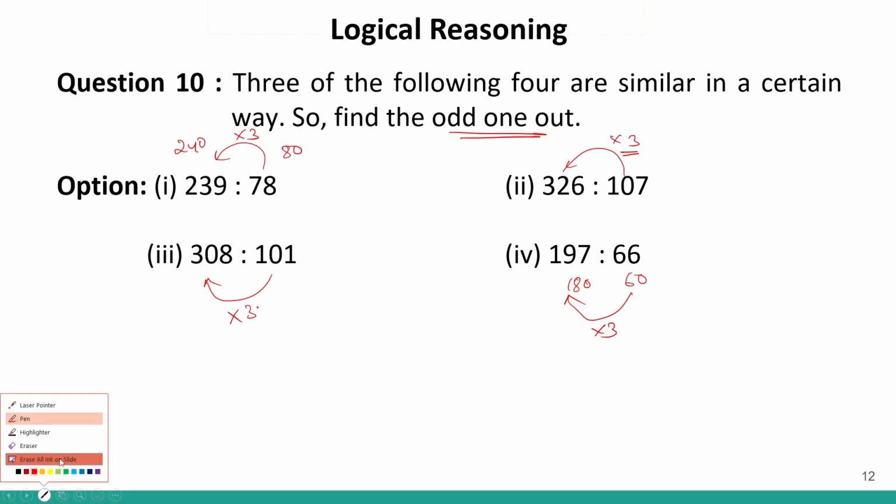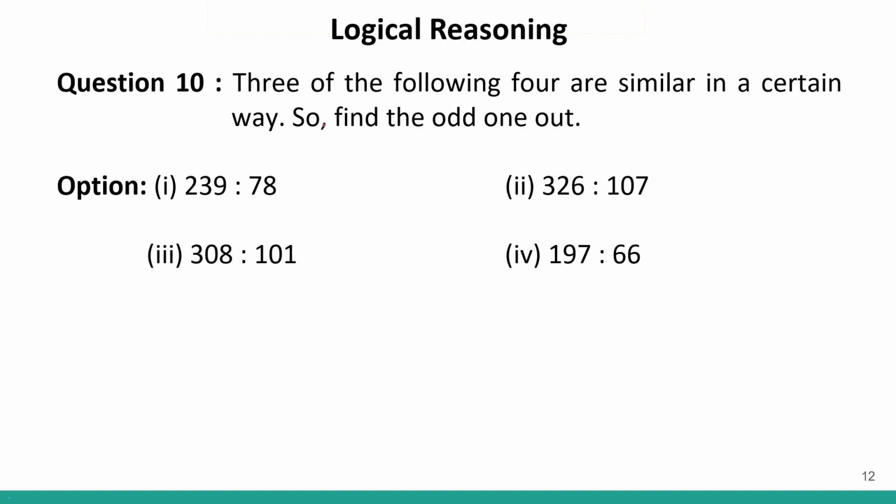So let me try. If I look at option number 1, if I multiply 78 by 3, how much will I get? 8 into 3 is 24. 7 into 3, 21. 234. Correct? And if I add 5 into it, I'll get 239. Correct? Now let us look at option number 2. So 107 into 3. Here I'll get 321. So if I add 5, I'll get 326.